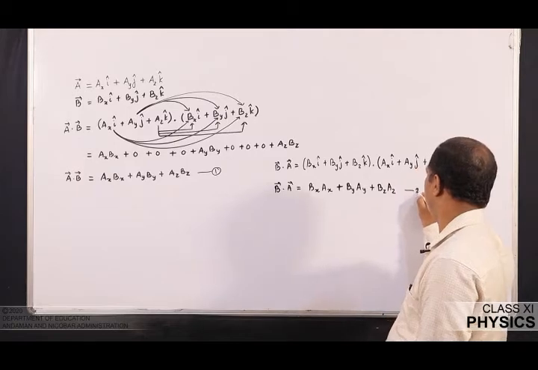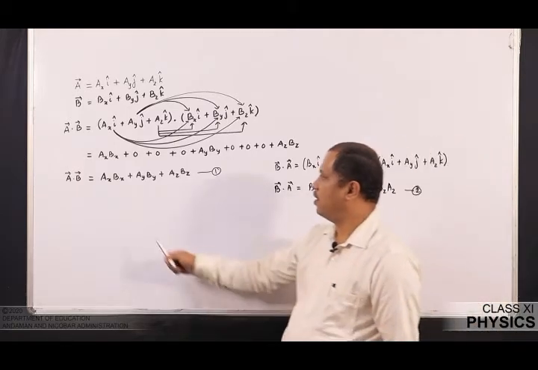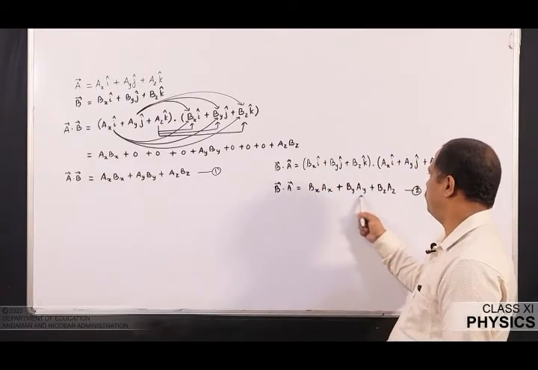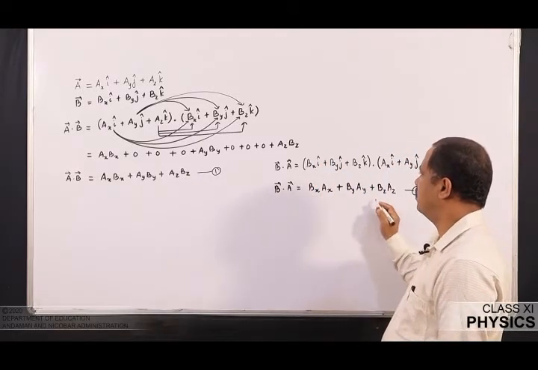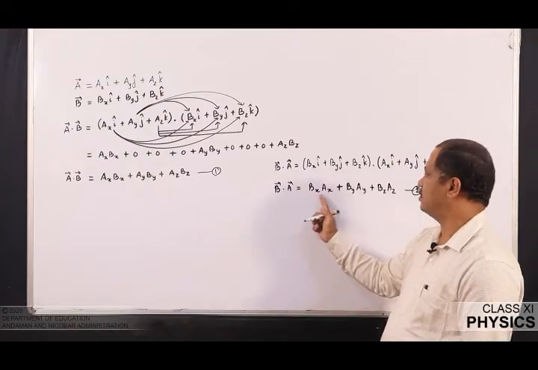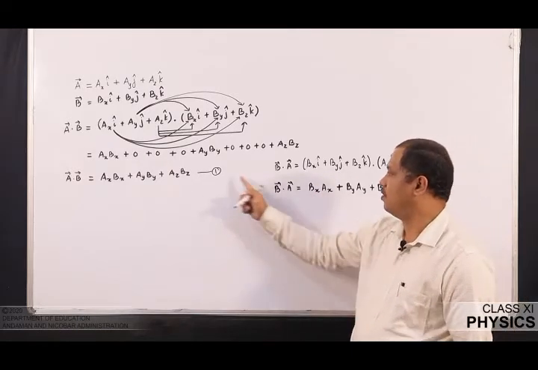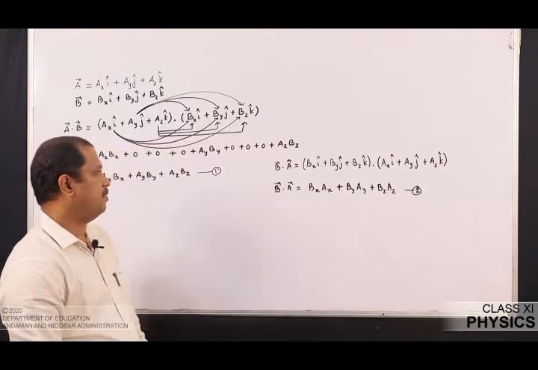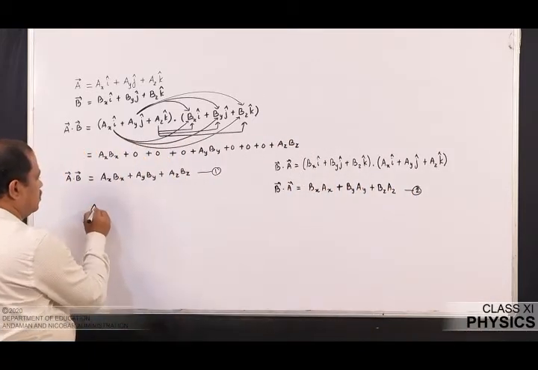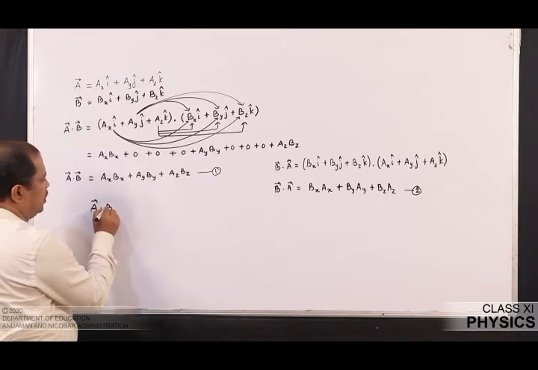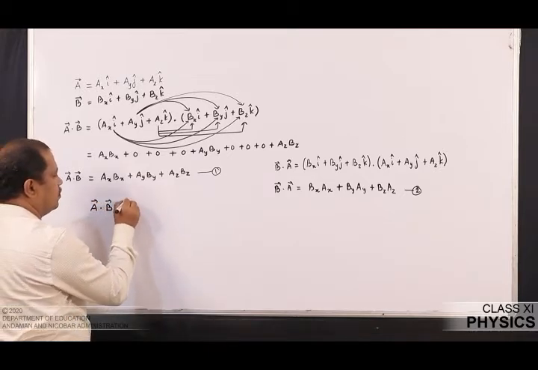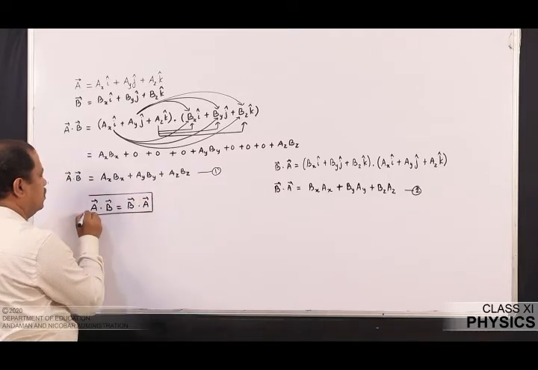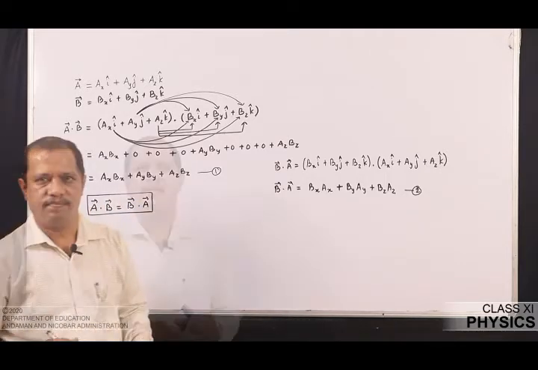Let me say this is expression 2. Now when I compare the RHS of a dot b and the RHS of b dot a, these are the same because these are just magnitudes. So the RHS of 1 and 2 are the same, therefore the LHS of 1 and 2 must be the same. In that case, we say that the dot product obeys the commutative law. This is how we said it obeys the commutative law.